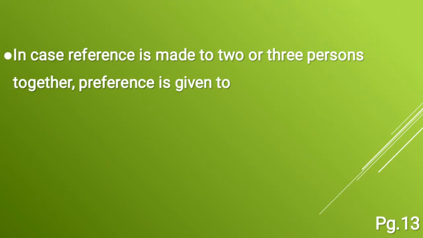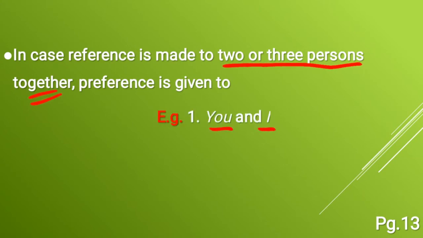And then in case reference is made to 2 or 3 persons together. So children, in any case, if you want to write 2 or 3 persons together in the beginning of the sentence, if you want to use 2 or 3 subject pronouns together, you should write like you and I. So whenever you want to write one more subject with I, you should write another subject in the beginning. I mean subject pronoun in the beginning, not I.